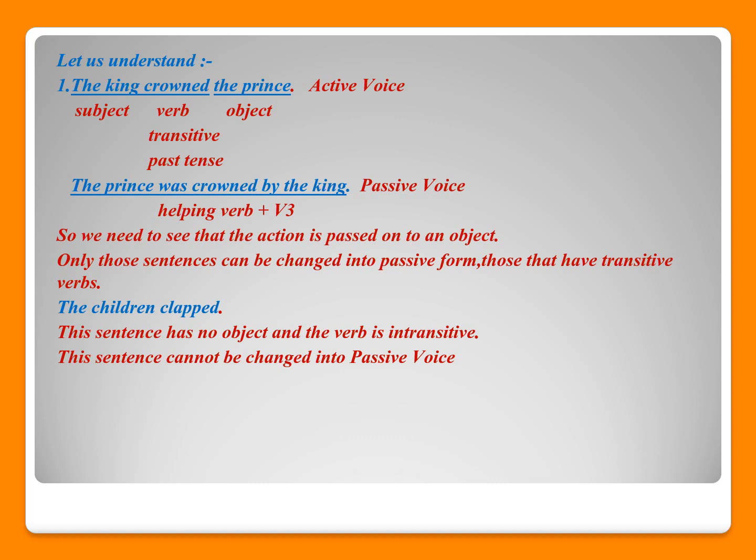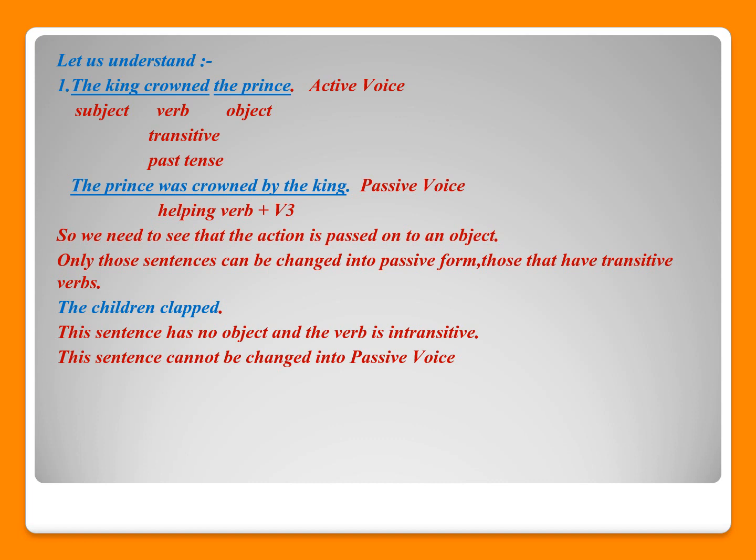Whenever we convert the active into passive, we have to add a helping verb of the same tense, plus we have to put the third form of the verb. So here the verb was crowned. The three forms of crown are crown, crowned, and crowned. So the third form is crowned. So the sentence becomes: the prince was, is the helping verb, crowned by the king.